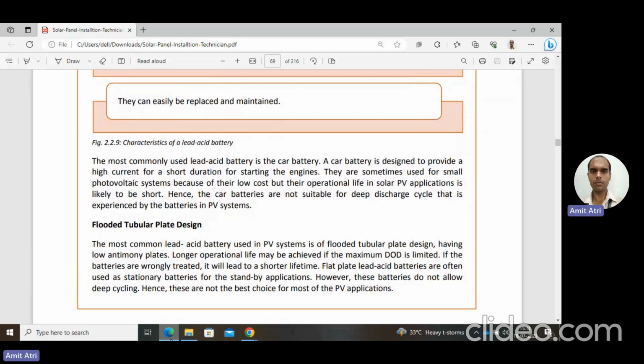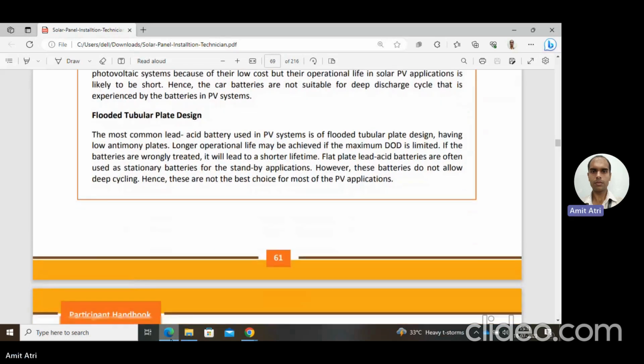Although these batteries do not allow deep discharging, they are not the best choice for PV application because there we need deep cycling.